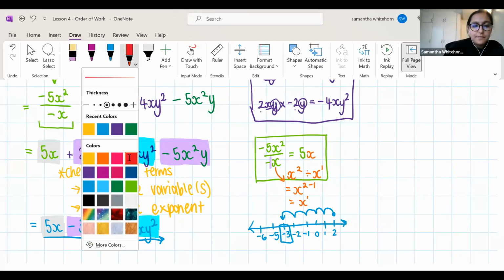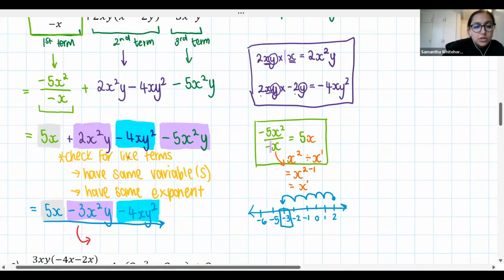That is it. Another thing I want to remind you is that when we add and subtract our like terms, the exponents of the variables do not change.